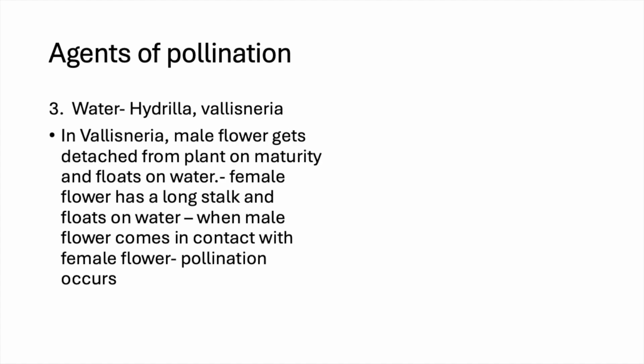Water. Water pollination is seen in water plants like Hydrilla and Vallisneria. In Vallisneria, the male flower gets detached from the plant on maturity and it floats on the water. The female flower has a long stalk and floats on the water, and when the male flower comes in contact with the female flower, pollination occurs.